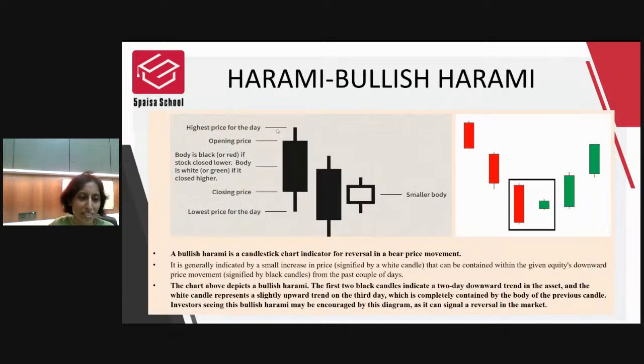Next we come to another chart type which is referred to as Harami, and there are two kinds of Haramis which we get to see. One is the bullish one and the other is the bearish. As you can see, the opening price is reflected over here, the closing price is reflected over here, and this is black in color, the black real body, because the closing price is below the opening price. This has been the lowest price of the day, and this has been the highest price of the day.